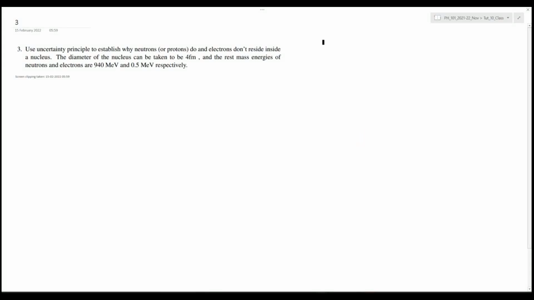Next, using the uncertainty principle to establish why neutrons do and electrons don't reside inside the nucleus. By the way, what is the uncertainty principle? Delta x into delta p is always greater than or equal to h cross by 2, right?